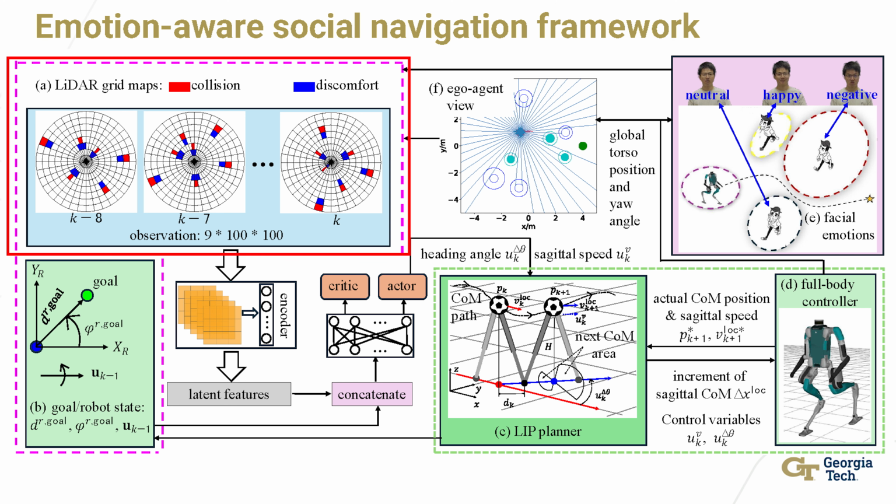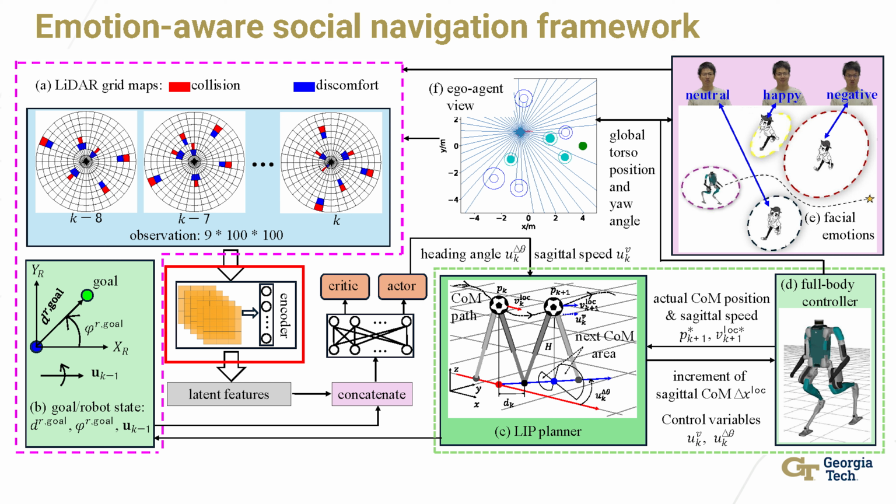Next, we convert the emotions and LiDAR scans into sequential LiDAR grid maps, showing collision areas, discomfort zones, and spatiotemporal dynamics of evolving environments. Subsequently, we extract latent features with an encoder to reduce the state space of deep reinforcement learning. The encoder is composed of convolutional neural networks. Successively, we combine the latent features, goal positions, and robot states, and directly project them into the robot actions through an actor-critic deep reinforcement learning pipeline.